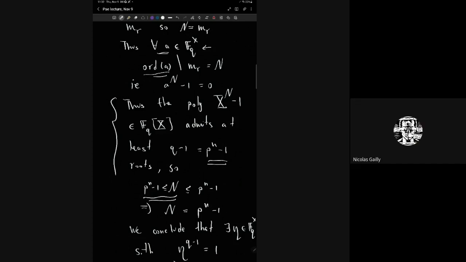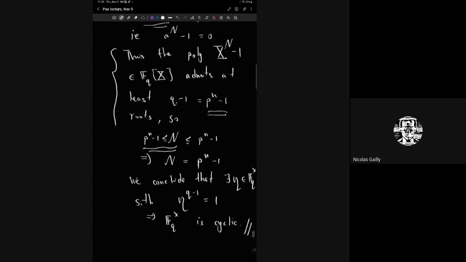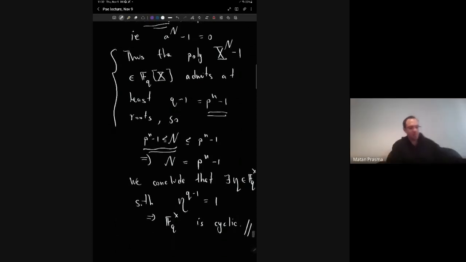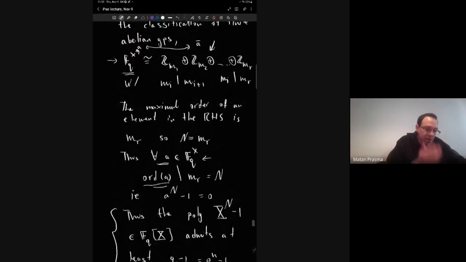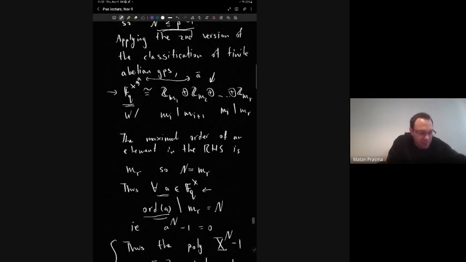Yeah, the rest was clear. It was just this point. I think it's clearer now. Okay, thanks. It's a very simple reasoning, I think. The crux is that I use the second version of the classification of finite abelian groups. So it shows you why it's good to have this flexibility of the two versions.